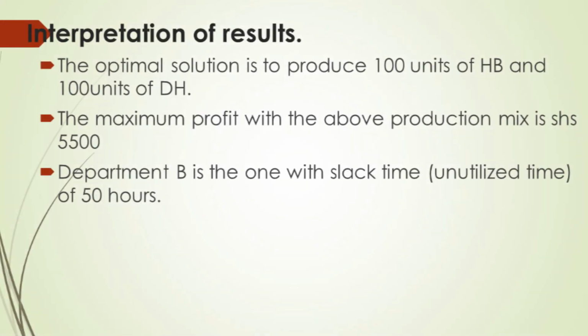So we've observed that the optimal solution is to produce 100 units of HB and 100 units of DH. Then the maximum profit from the above production mix is 5,500 shillings. Then we had to identify the department with the unutilized time, and that was Department B. It had 50 hours not utilized. So in brief, that's how we can go about that question.